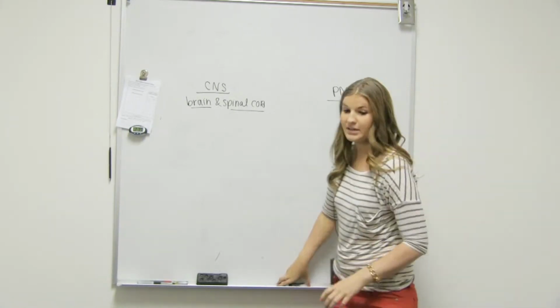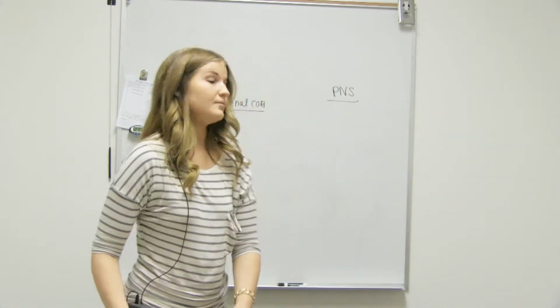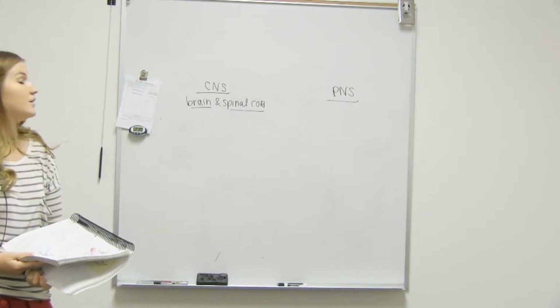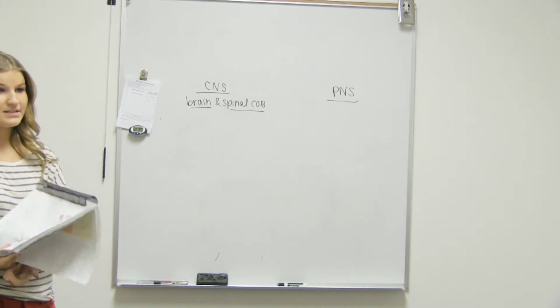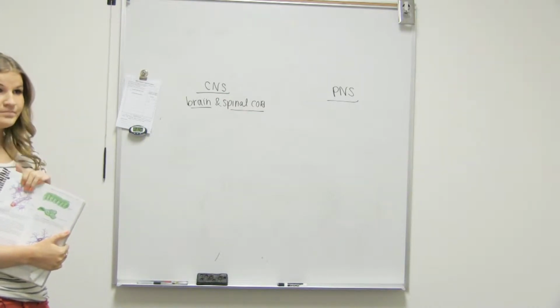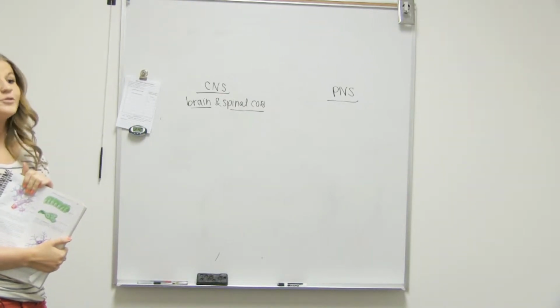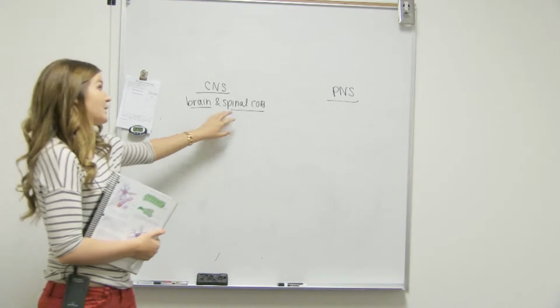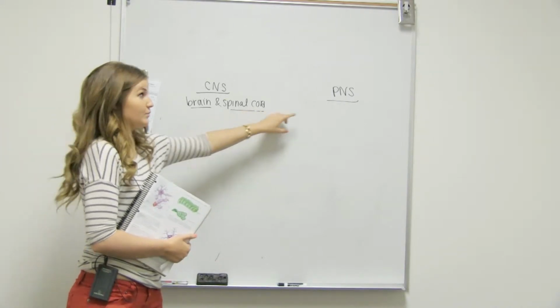So they show it in your book. The nerves in your brain are the PNS. Your cranial nerves are PNS, because the CNS is just the entire brain, literally the brain, and then literally your spinal cord. So if it's your spinal nerves, PNS.